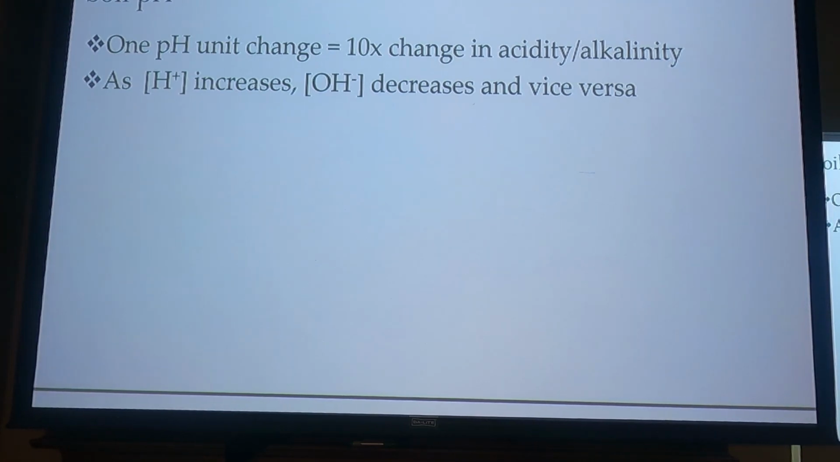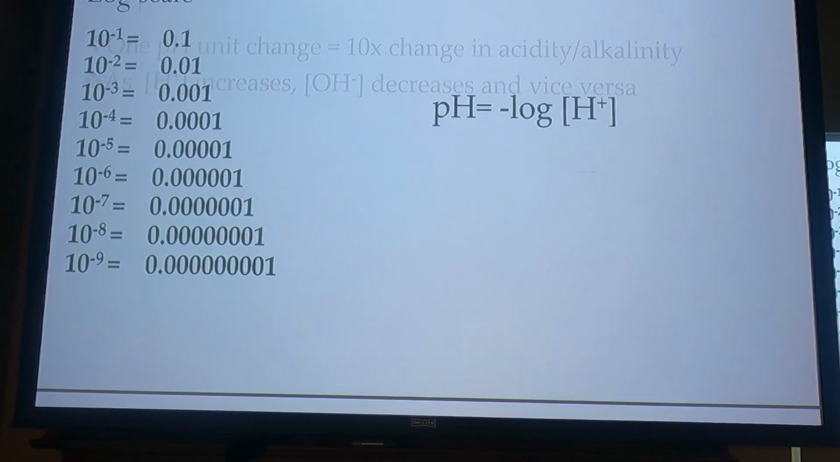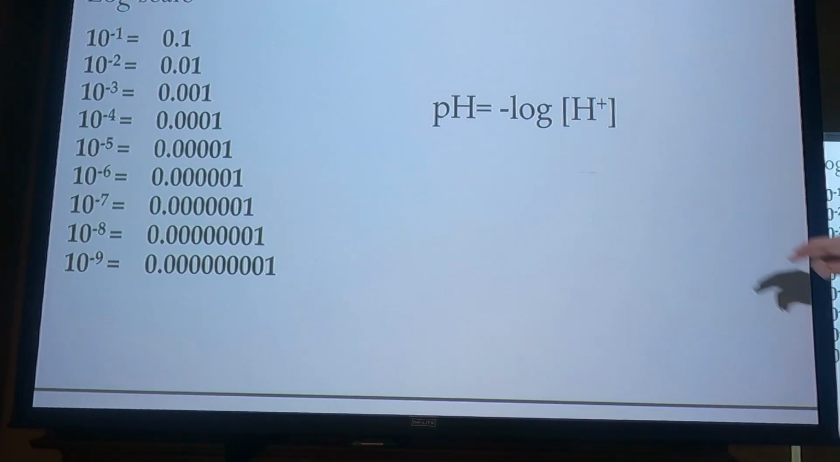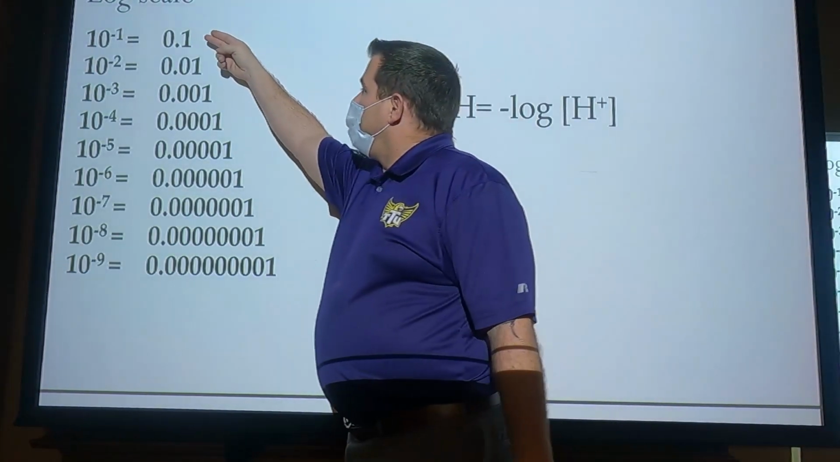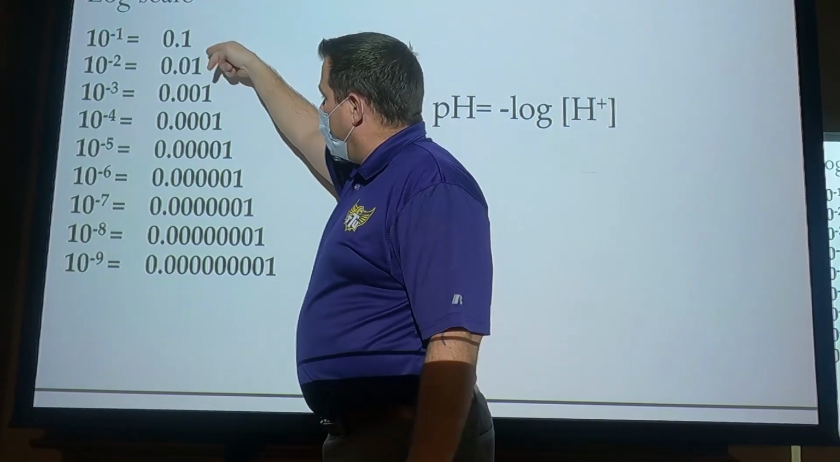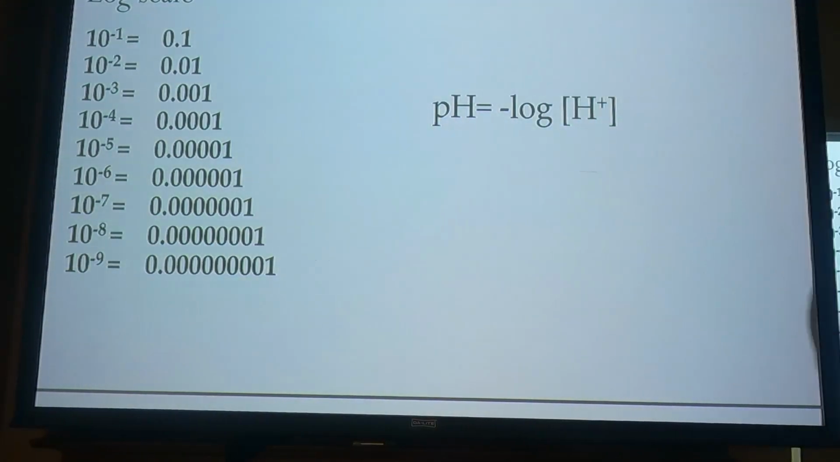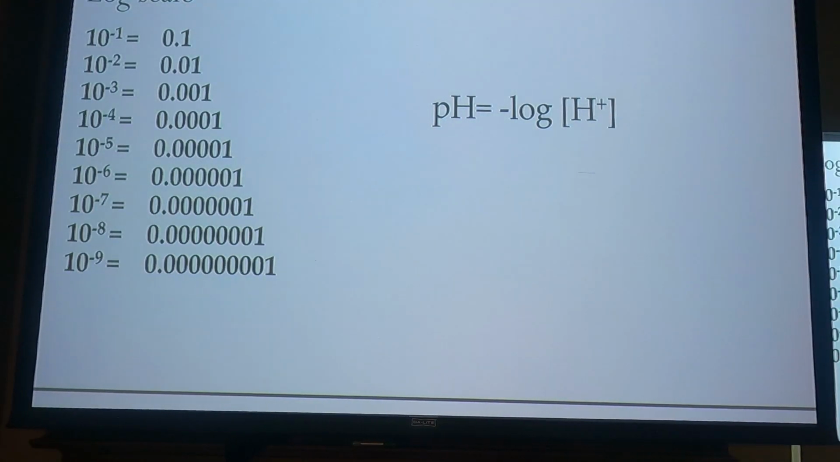So for every 1 pH unit change, we get a 10x change in acidity. And this goes back to that: this is a 10th of 1, this is a 100th of 1, a 1000th of 0.1. So each change that we have is on a 10x scale.